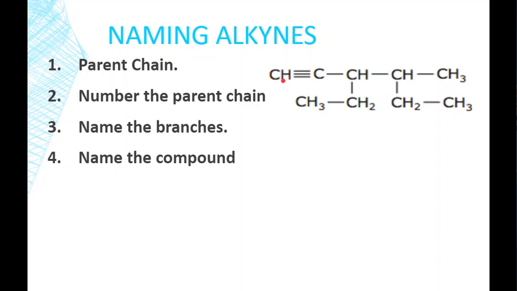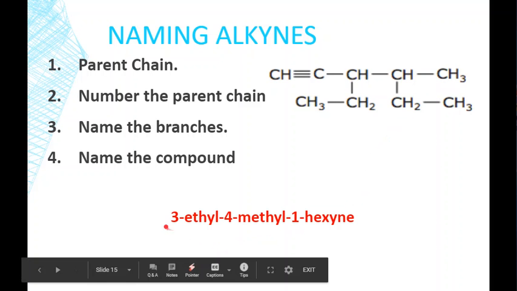1 hexyne. And then on the 1, 2, 3 carbon, I have an ethyl. And on the 1, 2, 3, 4 carbon, I have a methyl. So what are we going to do with that? Why did I put the 3 ethyl before the 4 methyl? Remember, these are put in alphabetical order. E comes before M, so that's why I put it in this order.